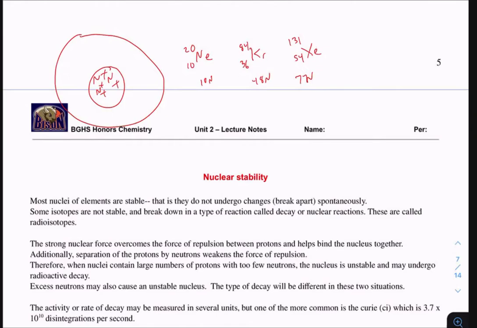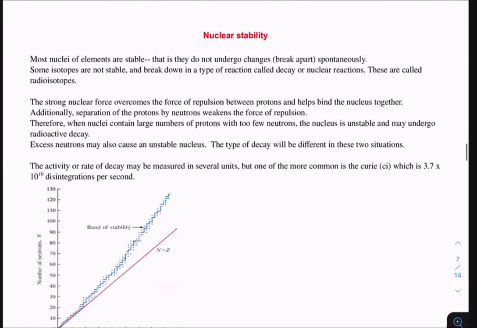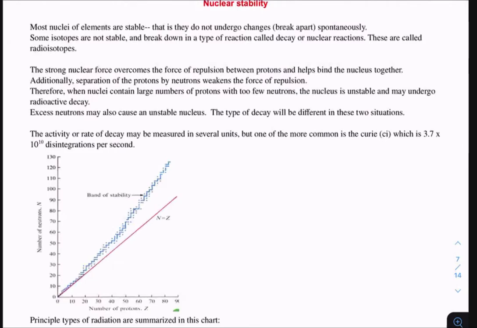This is geometric growth. It's not linear. So the more protons you have, all of a sudden you're going to need 3 neutrons, whereas before you would be able to get away with 2. So we need more neutrons as the atomic number increases.